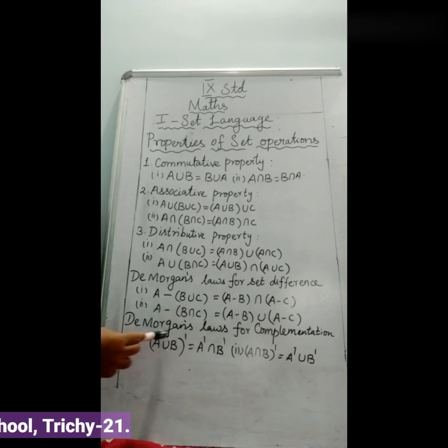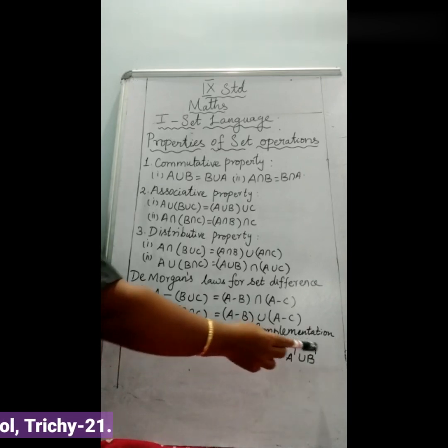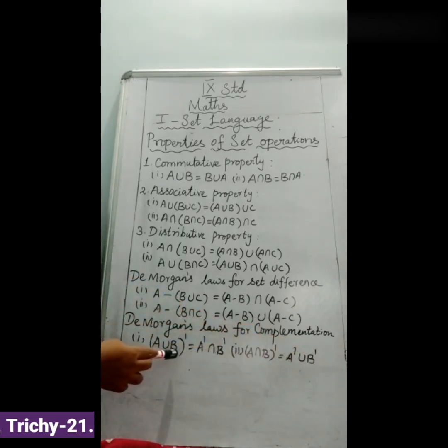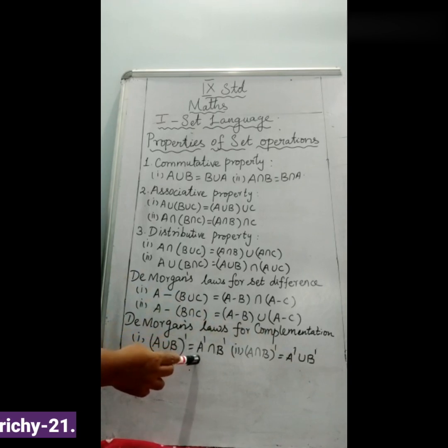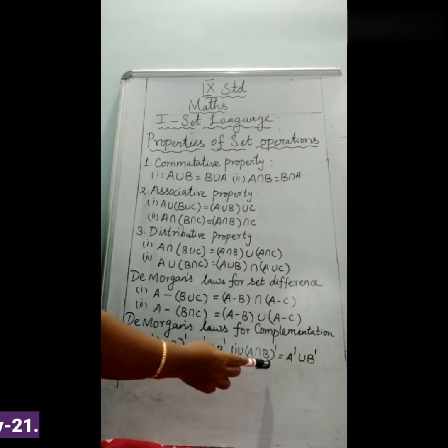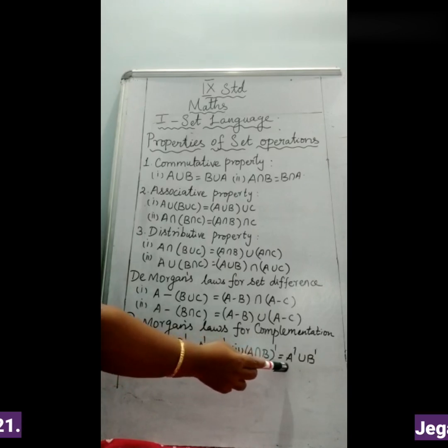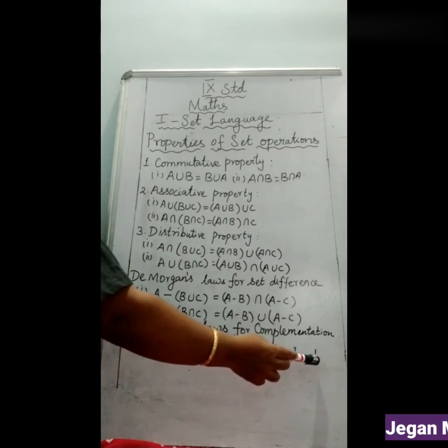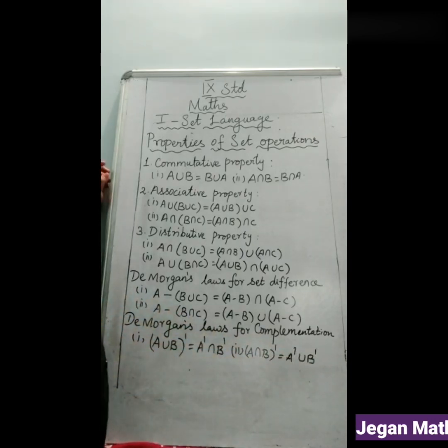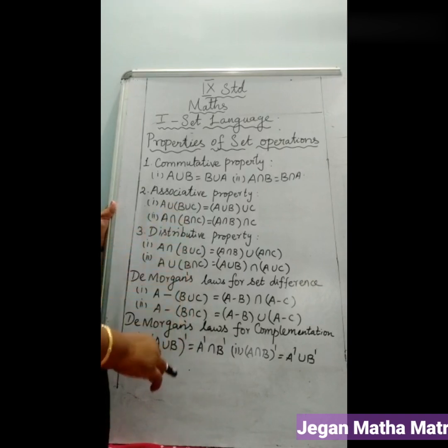And then De Morgan's laws for complementation. (A union B) the whole dash is equal to A dash intersection B dash, and then (A intersection B) the whole dash is equal to A dash union B dash. Let us see some example sums using Venn diagram based on these properties.